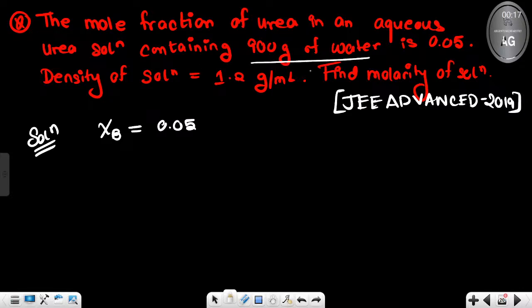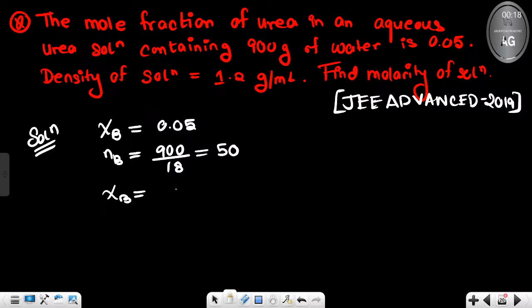এই যে 900 গ্রাম অফ ওয়াটারটা বললো, এখান থেকে মাথায় চলে এলো যে নাম্বার অফ মোলস অফ ওয়াটার ইজ হোয়াট 50. দ্যাট ইউ হ্যাভ টু নো. তো নাম্বার অফ মোলস অফ ওয়াটার দিয়ে দিল 900 ডিভাইডেড বাই 18, দ্যাট ইজ 50. ঠিক আছে, তাহলে XB এর ফর্মুলাটাকে যদি এক্সপ্যান্ড করা যায়, তাহলে এক্সপ্যান্ড করলে কি হবে? নাম্বার অফ মোলস অফ সলভেন্ট, ওয়াটারটাকে nA নেব. nA হবে. So this is going to be 50 plus nB.